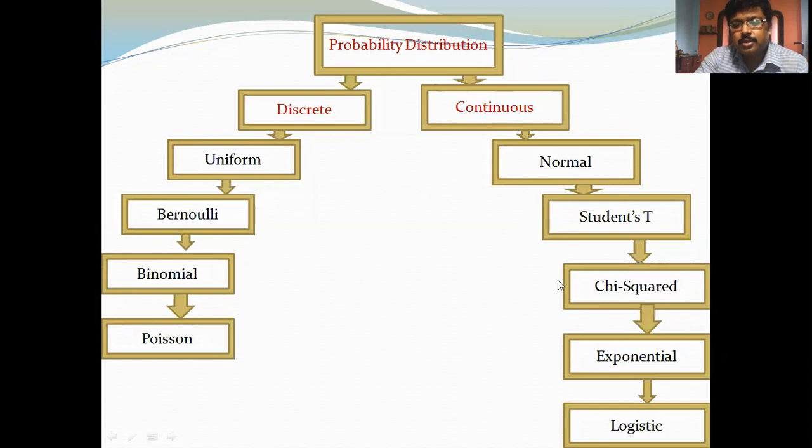What are those? Uniform probability distribution, Bernoulli probability distribution, binomial probability distribution, and Poisson probability distribution. There are five types of continuous probability distribution: normal, student's t, chi-squared, exponential, and logistic distribution. In this lecture, I try to spread some light on the uniform, Bernoulli, binomial, and Poisson distributions. But in my next part, we will discuss the continuous probability distribution.